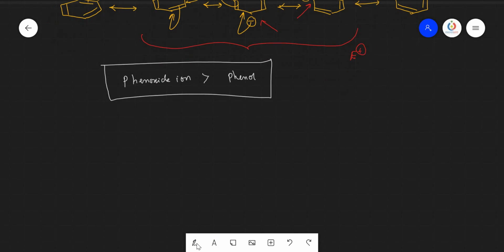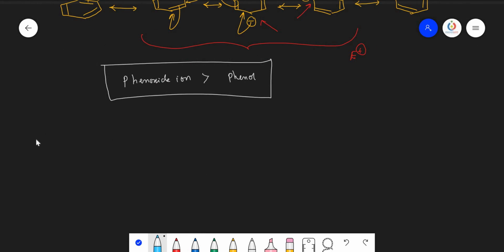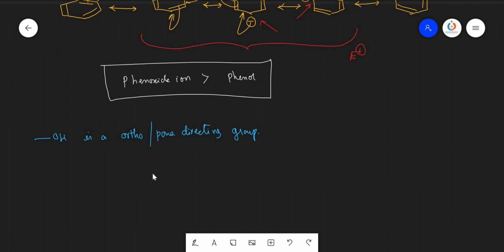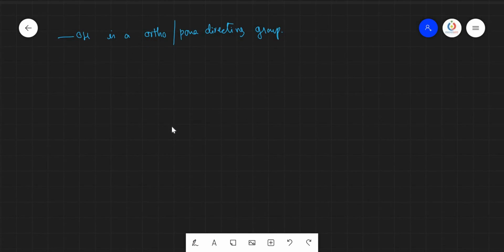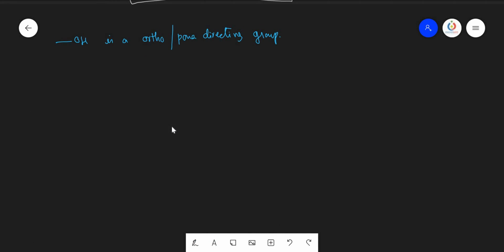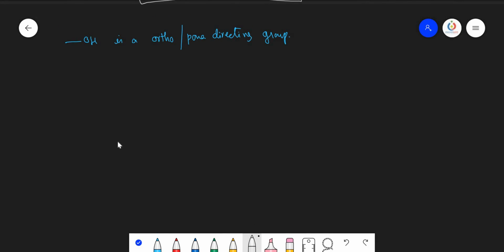So we can say that OH is an ortho and para directing group. So whenever you write down the structures of the phenol, you will get only ortho products, para products, or both, not the meta products. So you please remember that. So we shall see some questions here, some examples. Very interesting examples are there.